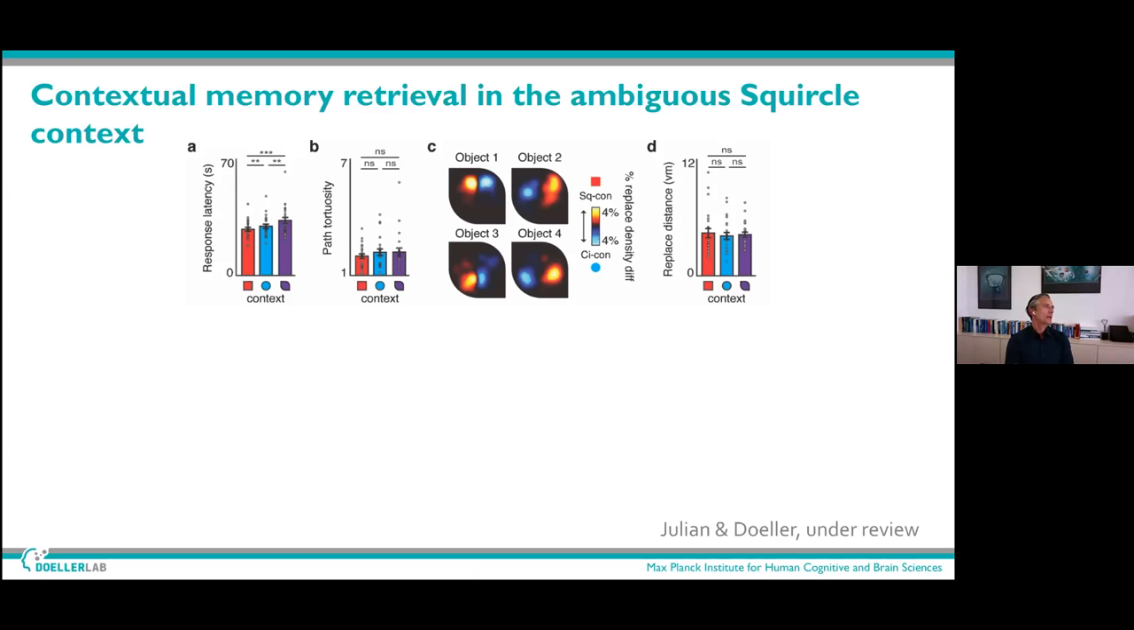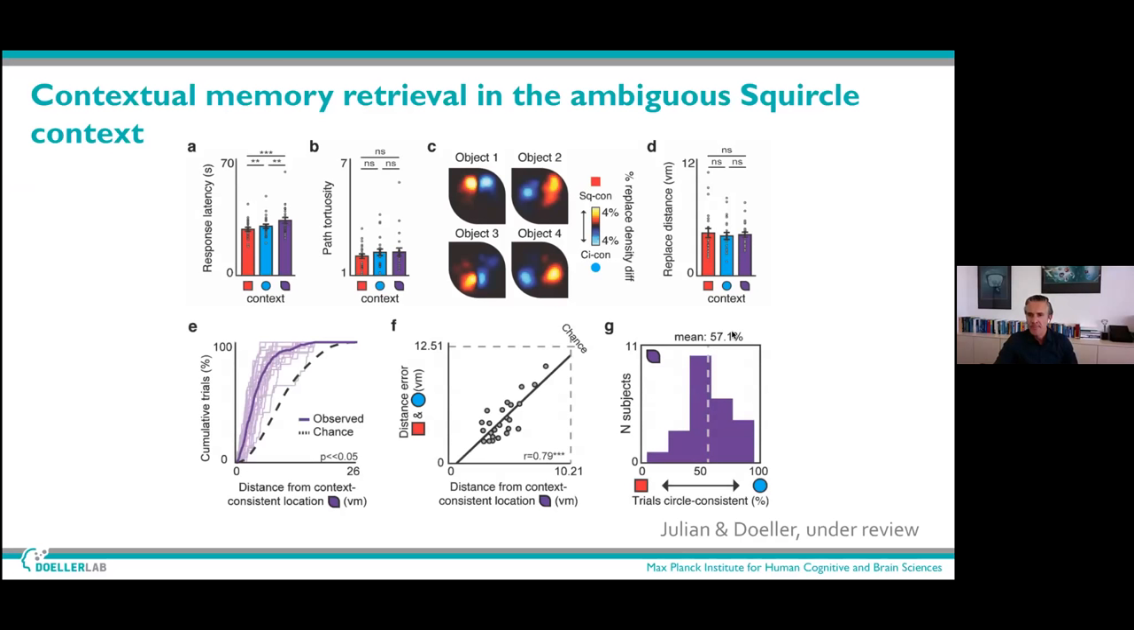We didn't test that, but what we see is that different participants had different preferences of how they treat one specific object. And I think I have it here. The plot G might answer your question. So what we plot here is the number of participants replacing, so do they replace square consistent or circle consistent in the ambiguous squircle environment? And it's roughly half-half. And what we see in the analysis of the single participants is that if participants have a circular representation, they also maintain that for that object in the squircle. Not sure if that answers your question. Okay.